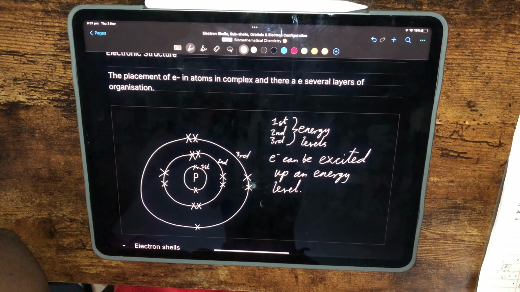The types of orbitals now. So orbitals are labeled by letters. The first 3 orbitals are called S, P, and D. There is another one called F, but you rarely ever have to use that in the exam. There's technically 4, but the ones you'll use mostly are S, P, and D.